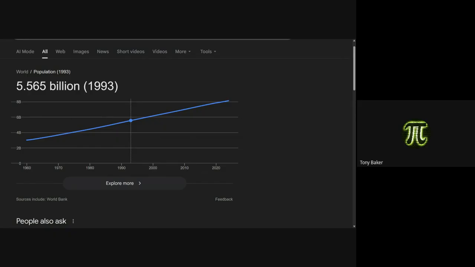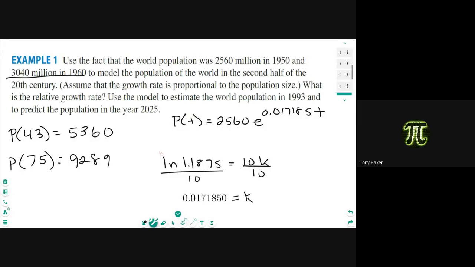So in 1993, they estimated it was 5.5635 billion, which is pretty close to what we had. And in 2024, which is the last one they have here, it's 8.142 million. So that's where we start to get a little further off in our estimation.